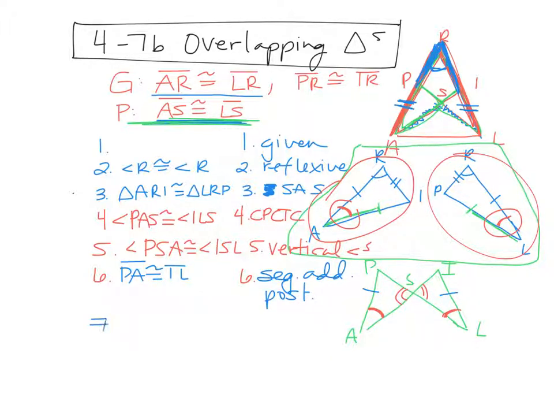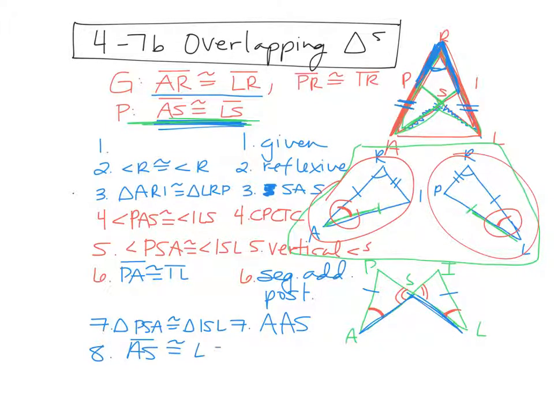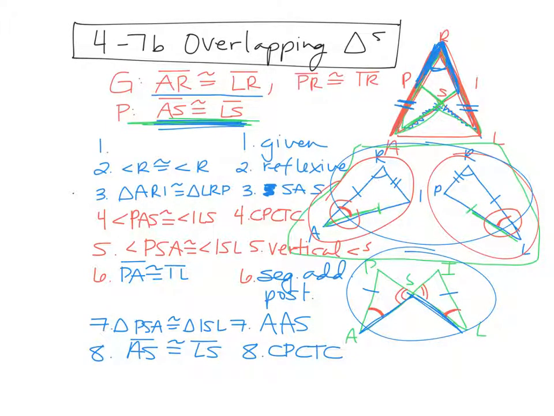Now look at your triangles. What do you see? AAS. Angle, angle, side. We can say triangle PSA is congruent to triangle ISL by AAS, which means now that they want us to say AS, so this segment congruent to this segment, we can say that by CPCTC. Okay, so notice two different sets of triangles, right? That's what you're going to see a lot in these.